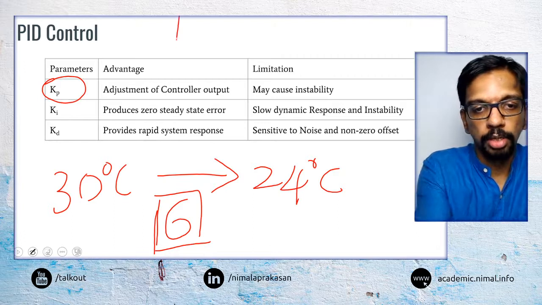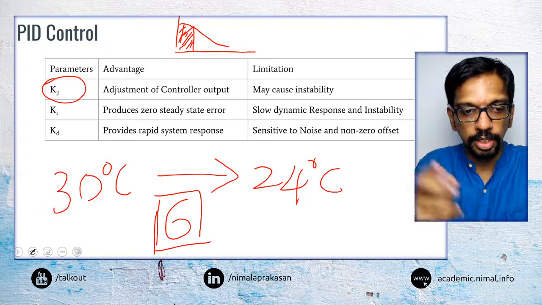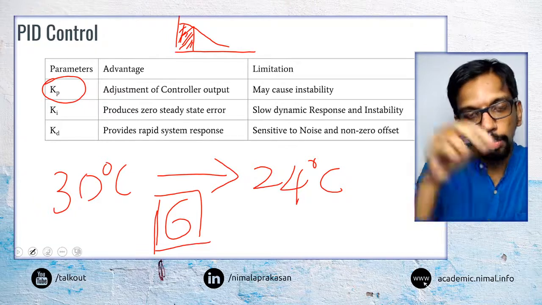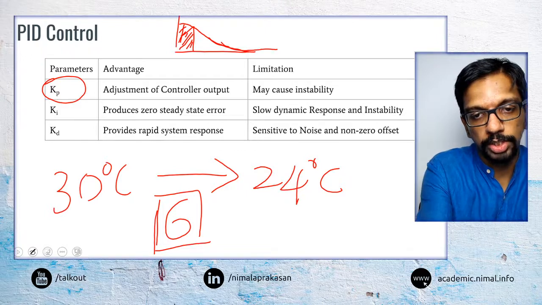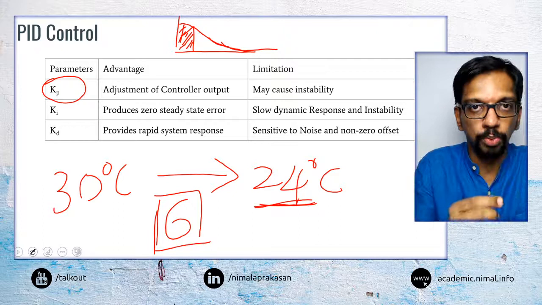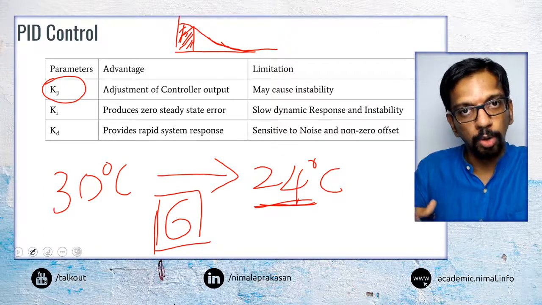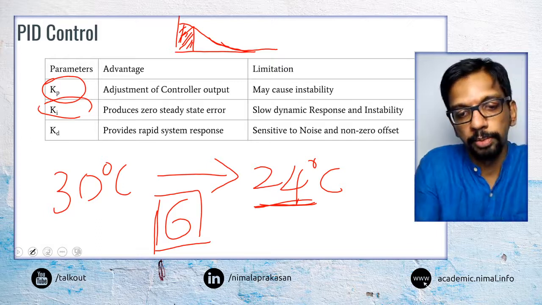Then over time, when the temperature is reducing, the amount that is reduced so far will be considered as the integration, and we would keep on adding on to that to bring the error to a zero value, the change to 24. We don't want to stop at 24.5, or we don't want to go below 24 either. So to do that, we will use the integral part.